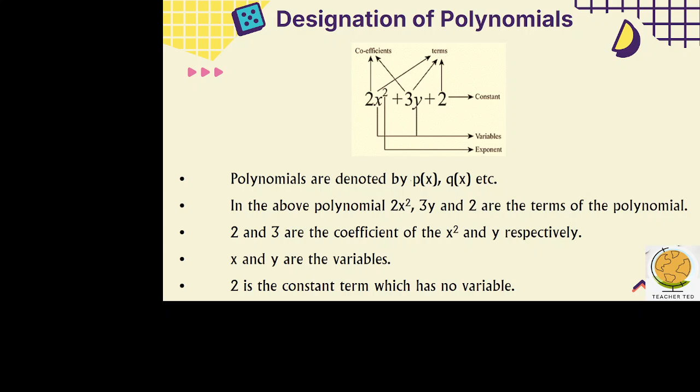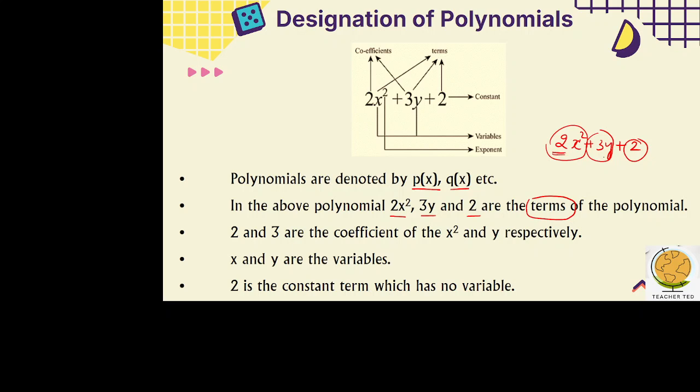Polynomials are denoted by the letters p of x or q of x, and so on. Take this polynomial, 2x square plus 3y plus 2, which I'm taking for explanation purposes. So 2x square, 3y, and 2 are the terms of the polynomial. We can call this one term, this one term, and this one term. These are called the terms of the polynomial.